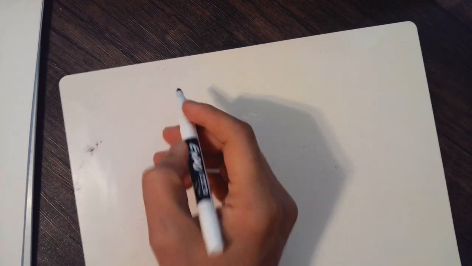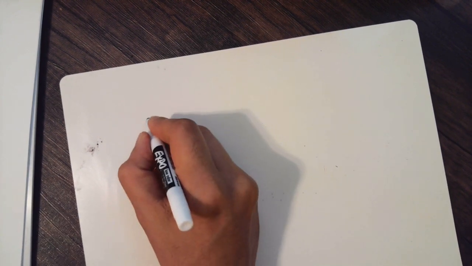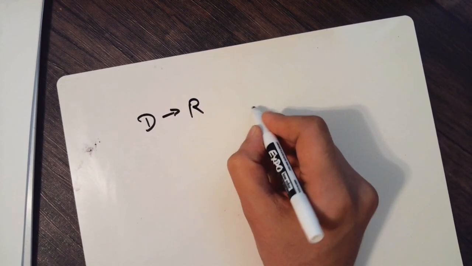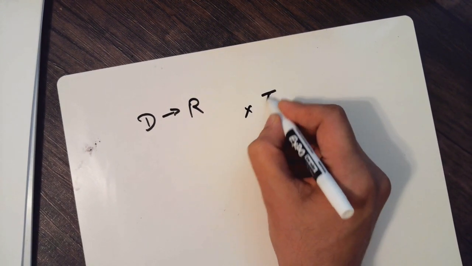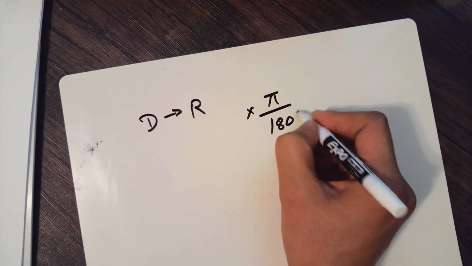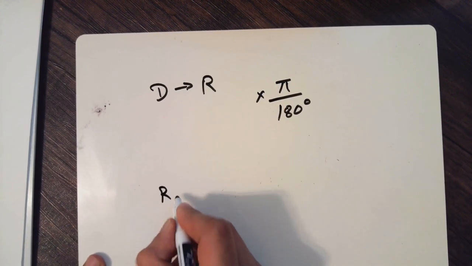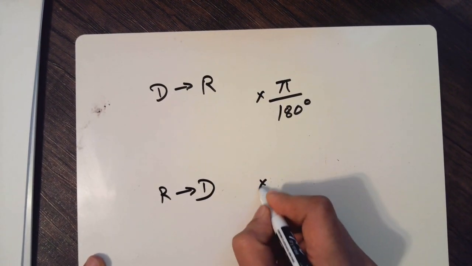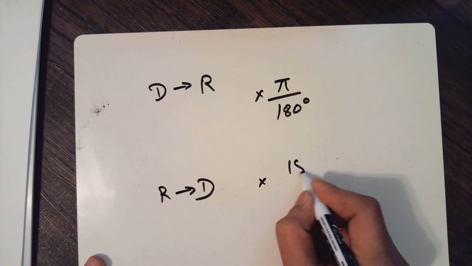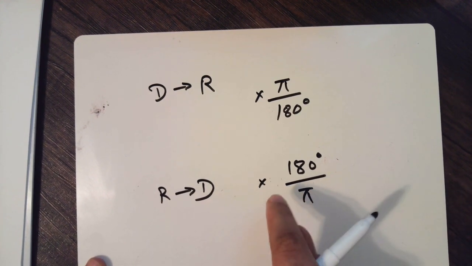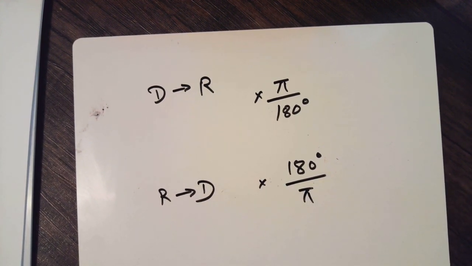All this is in my previous video in detail, you can look at it if you want, but here's a quick one. So degree to radian, I'm just going to write shorthand, you have to multiply by pi divided by 180 degree. That'll get you there. How about from radian to degree? You have to multiply by the inverse of this, which is 180 divided by pi. So let's use this technique in our actual problem and try to solve it.